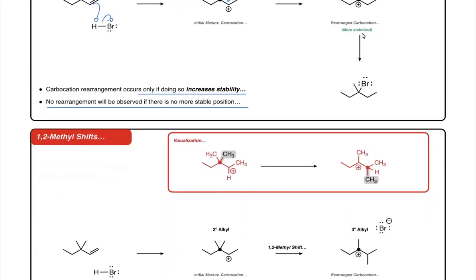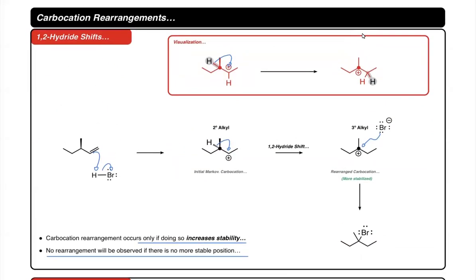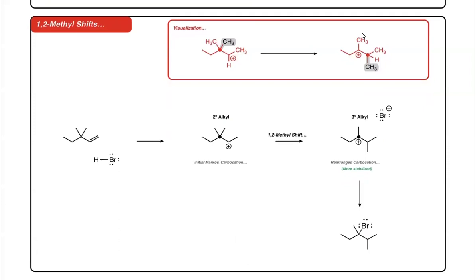Now, we can also do 1,2 methyl shifts, and I often get the question of how do I know if it's a hydride or a methyl shift? And the simple answer to that question is if the adjacent carbon position, where we potentially rearrange to, has a hydrogen, then it will be a hydride shift. If there is a hydrogen, it will be a hydride shift. Okay, 1,2 hydride shifts. Then we have 1,2 methyl shifts.